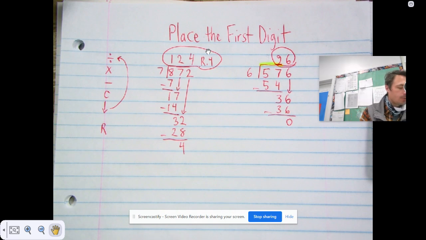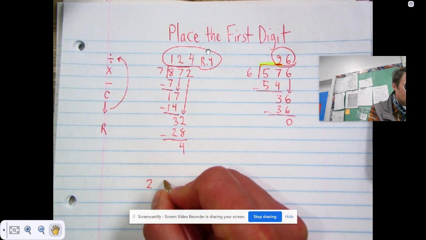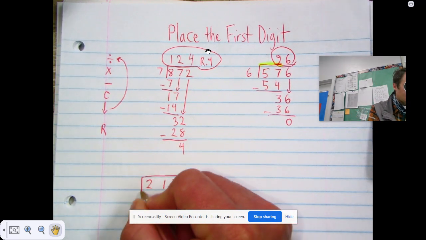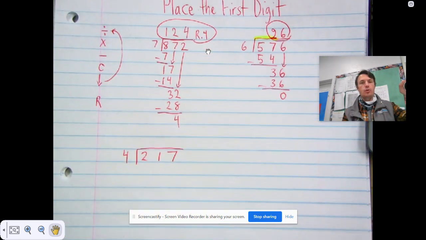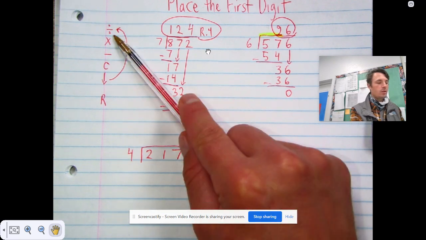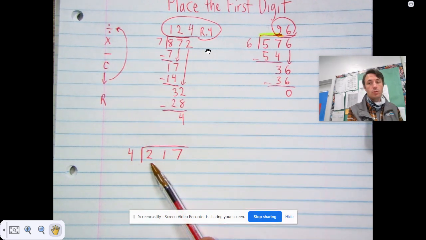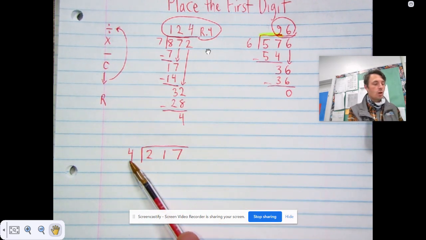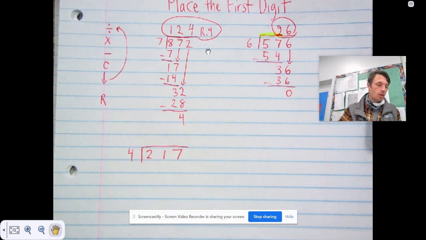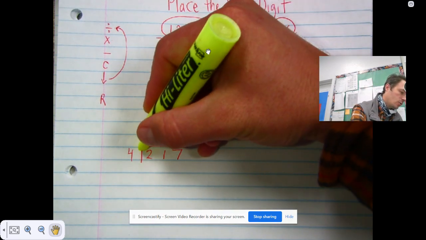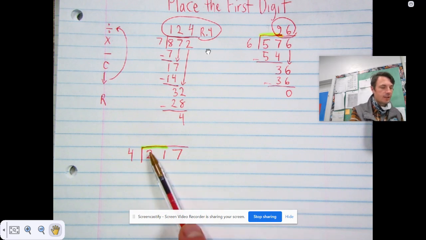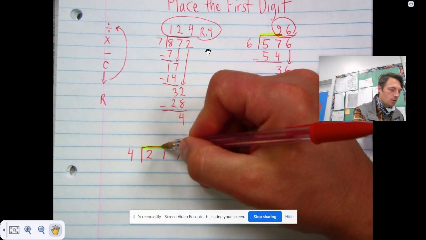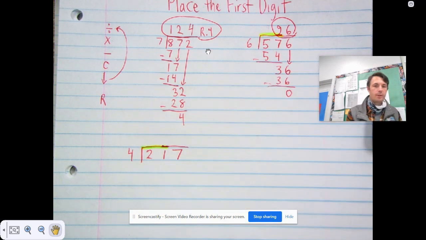Okay, let's do another example together. Let's say we have 217 divided by 4. Again, we're in the same situation. We know we start with division, but we can't fit 4 into 2. So what do we do? We put 4 all the way into 21. We're putting it all the way into 21. So that means the answer isn't going to go above the 2. It's going to go above the 1.